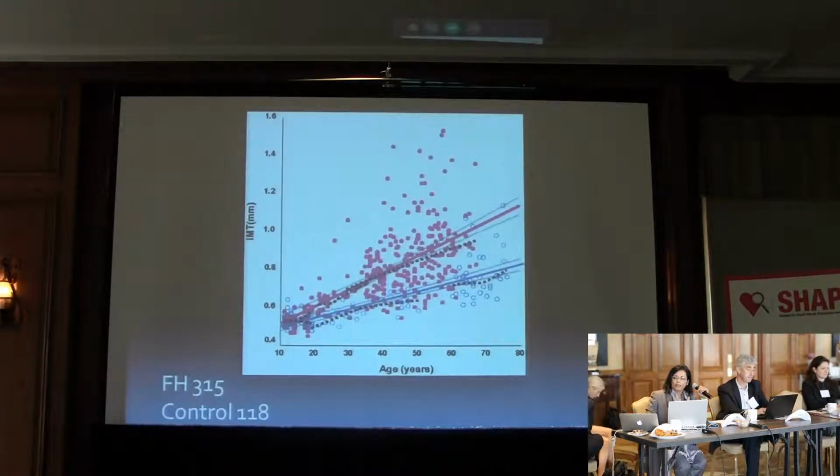In addition, this is a cross-sectional study in about 500 patients. So in patients who have heterozygous familial hypercholesterolemia versus normal controls, you can see that IMT is able to detect that burden of risk factor, which is hypercholesterolemia in this case, quite nicely across the spectrum of 10 years to 80 years of age, and actually shows divergence earlier on at about 20 years of age.